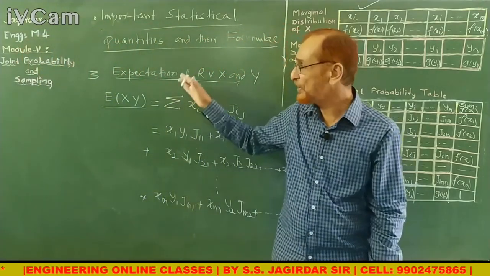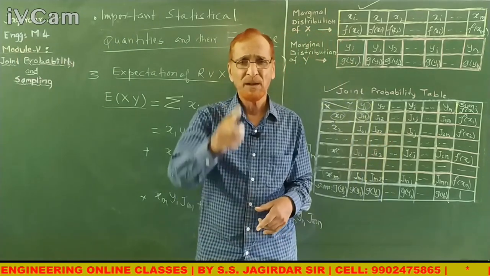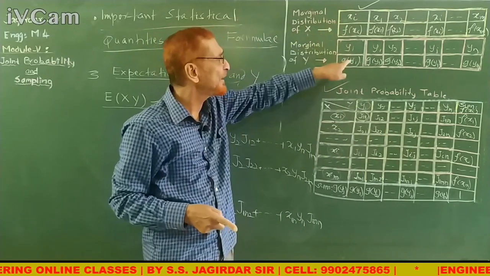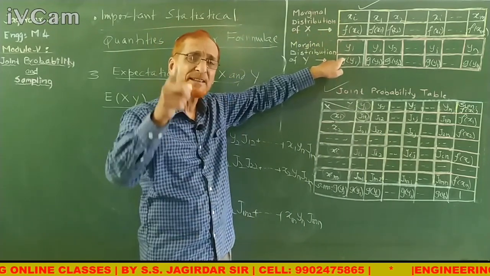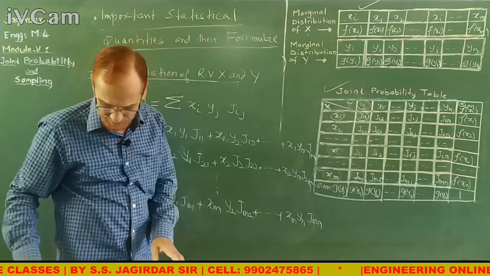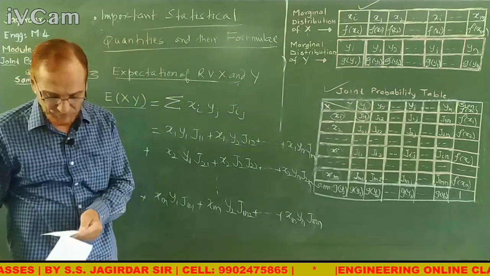So these three. What did you understand? If you want the expectation of x, use this table. If you want the expectation of y, use this table. And if you want the expectation of both x and y, use the joint probability table. So these are the three important quantities that we should calculate.